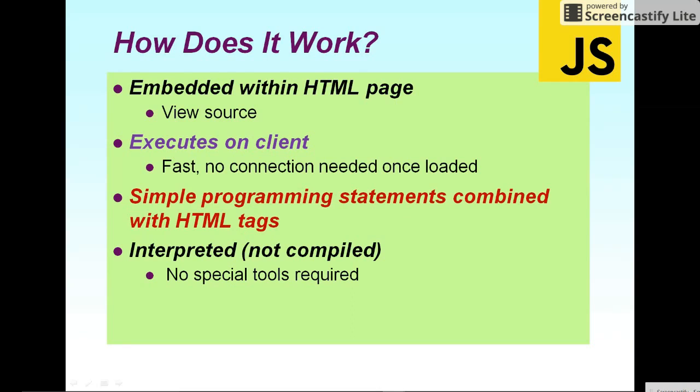It is executed on the client side, fast, and no connection is needed once loaded. When a page is loaded, we do not need a direct connection with the server. It is simple programming statements combined with HTML tags. It is interpreted, not compiled. An interpreter works by executing the code line by line. The first line is executed first, then the second line, the third line, the fourth line. In a compiler, the entire script is executed at once. So no special tools are required.